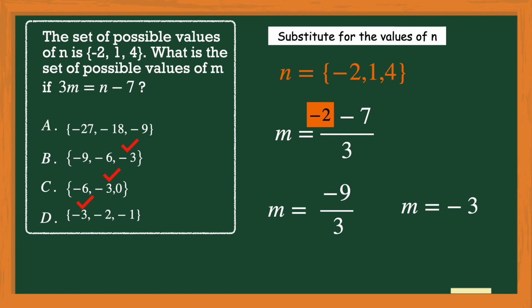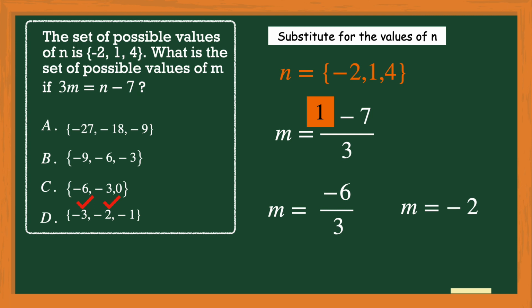So now moving on to the next value in the set, I'll substitute the +1 in place of n. I'll simplify the numerator by combining +1 and -7 to get -6, and I'll bring down the denominator of 3. After simplifying -6/3 by using division, m will equal -2. Looking again at my choices, I see that -2 only appears in choice D. So I'm feeling pretty confident now that my final answer will be choice D.